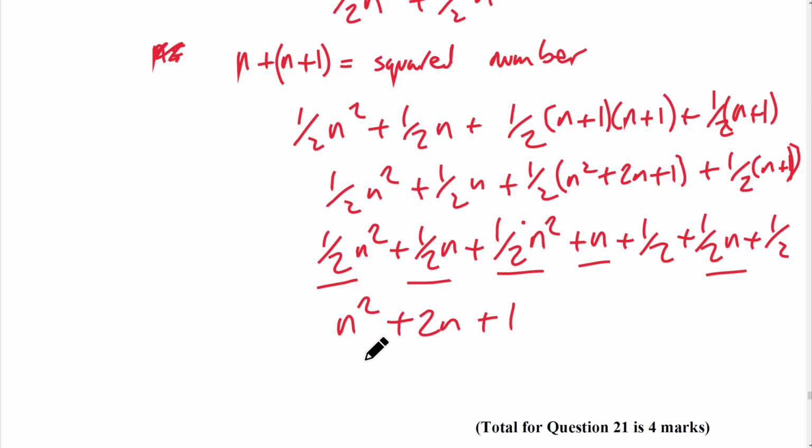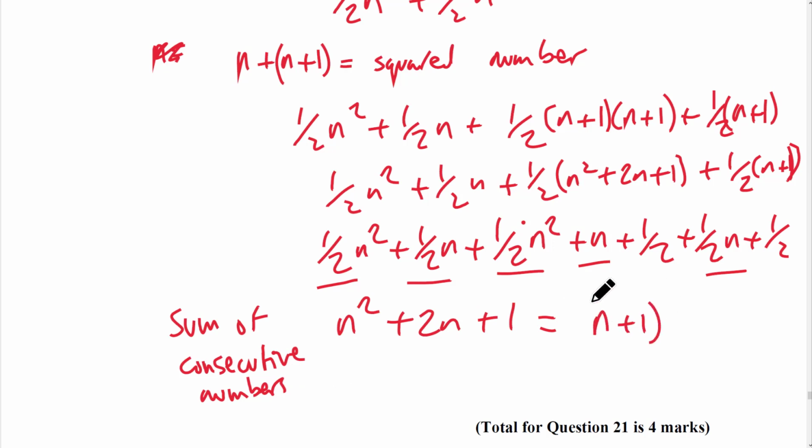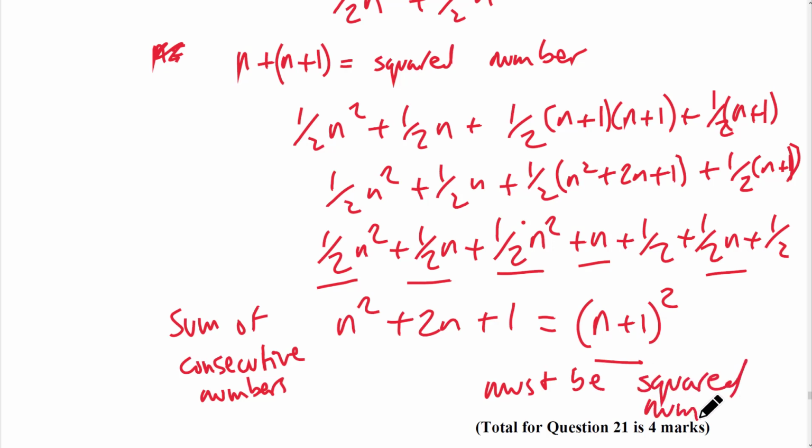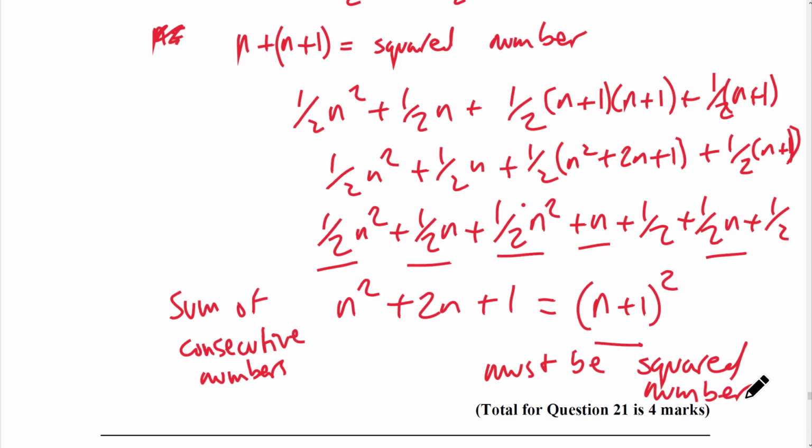Right. So this is the sum of any two consecutive numbers for this sequence. Now you need to recognise that this is actually just n plus 1 squared, right? So that means it must be a squared number. That's your proof. That is a tricky 4-mark proof. Lots of skills there.